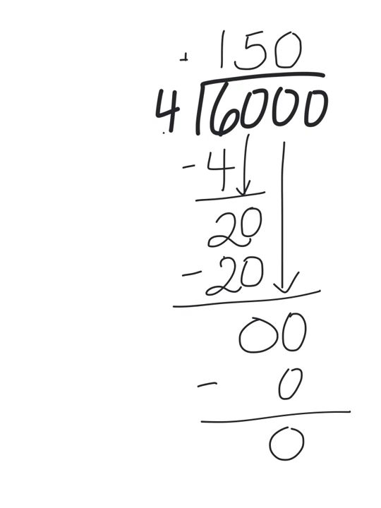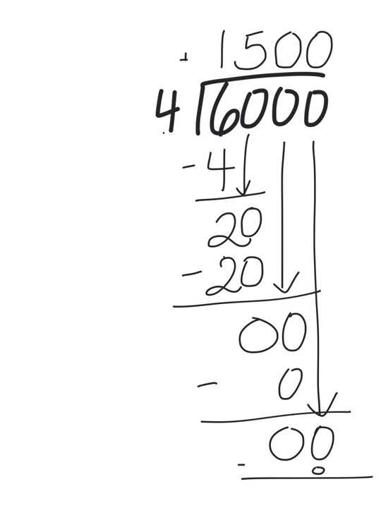Can 4 go into 0? No. So let's bring down our 0. Can 4 go into 0 again? Nope. It goes in 0 times. So 4 times 0 is 0 minus 0 equals, well, I can't write it, but it's 0. So our answer is 1,500.